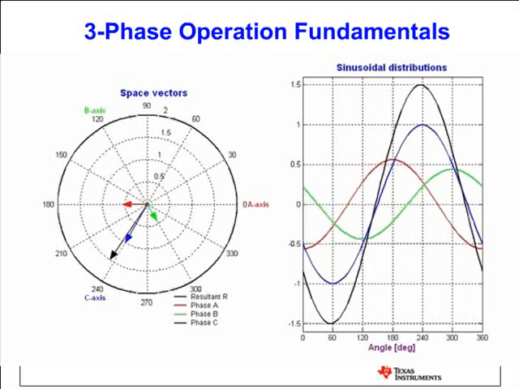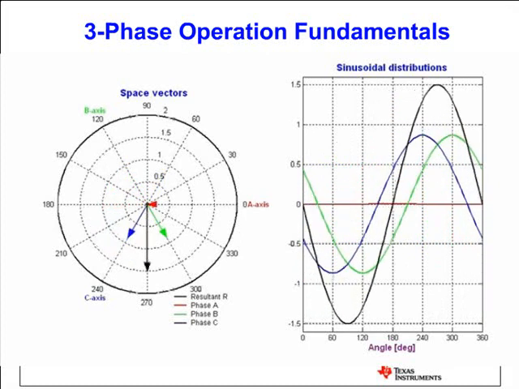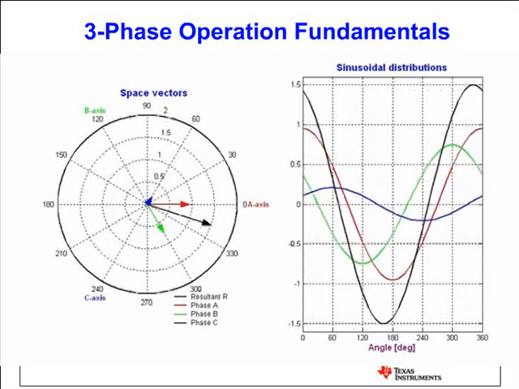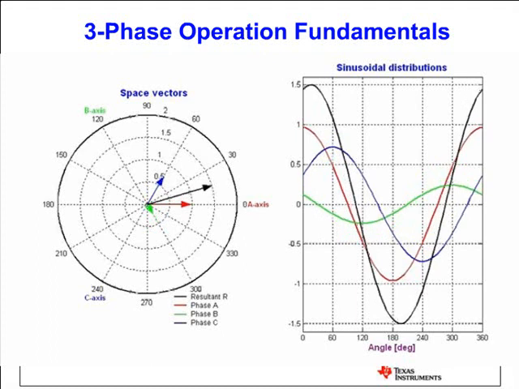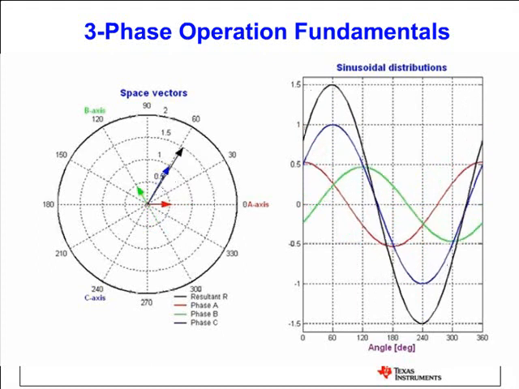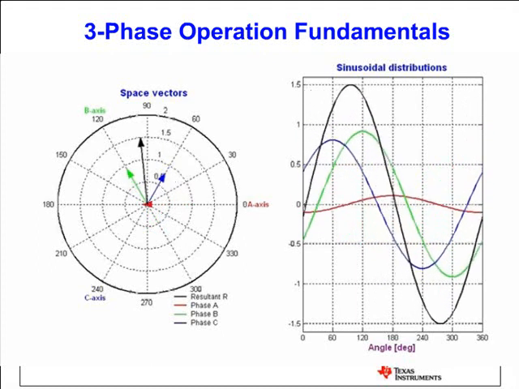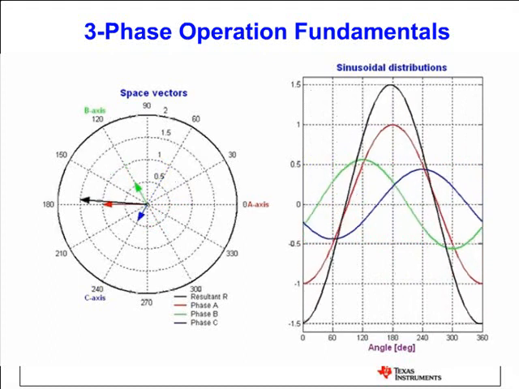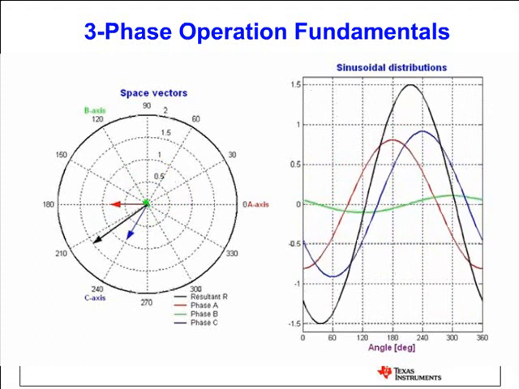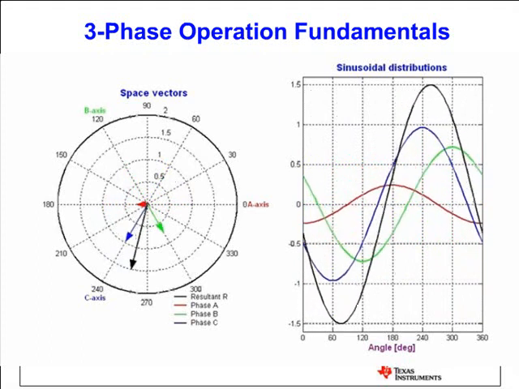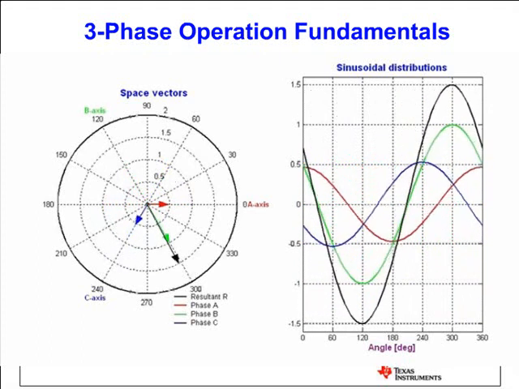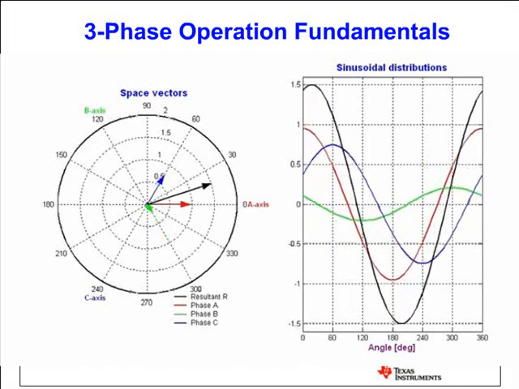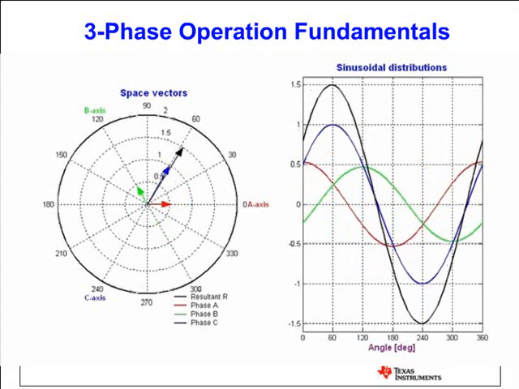Okay, yeah. Here I combined both of them. So on the left-hand side, we have the vectorial representation of the phase A current or voltage quantities, and on the right-hand side, we observe the sinusoidal distribution. So when we say three-phase operation, basically we mean these three-phase currents and vectors and the resultant vector, and controlling these simultaneously.